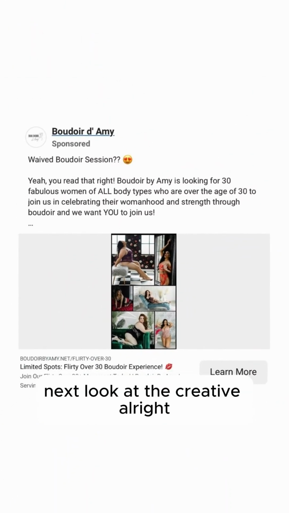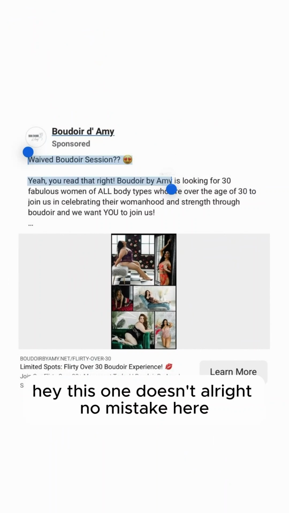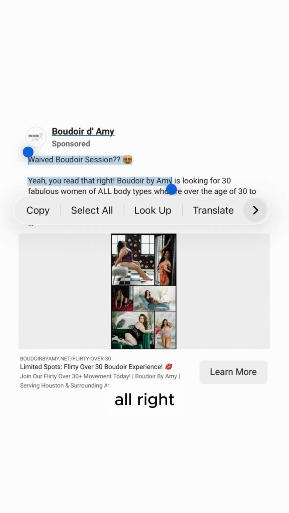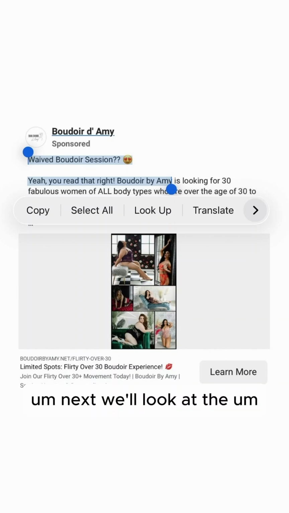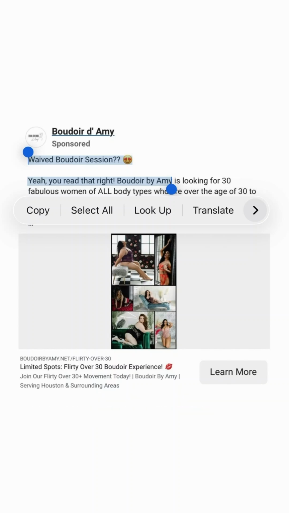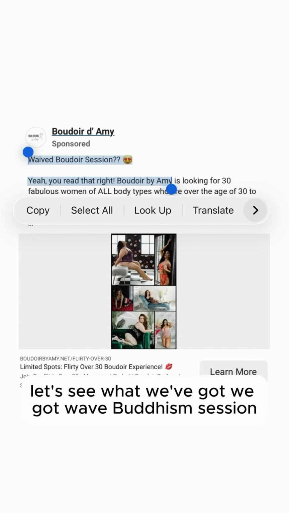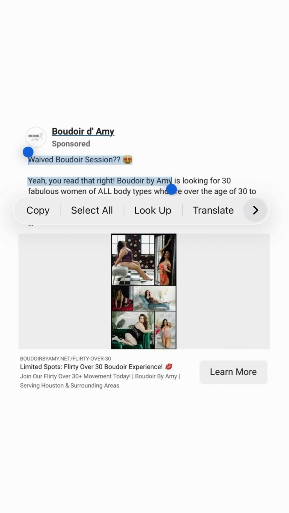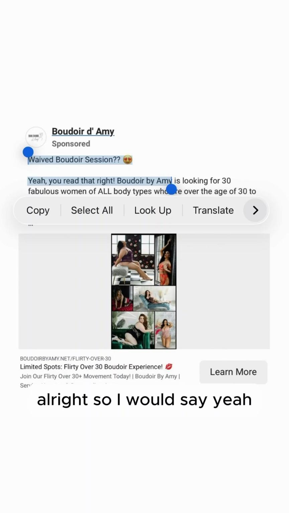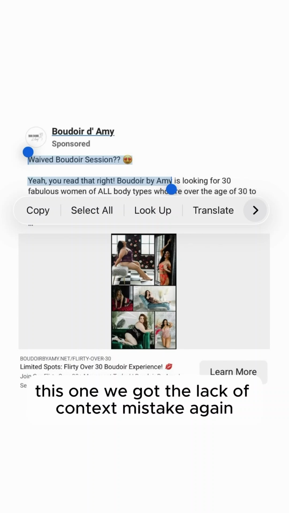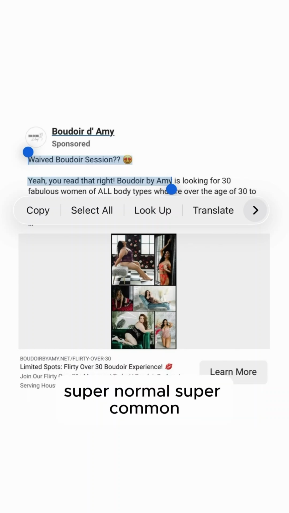Next, we'll look at the creative. All right, hey, this one doesn't. All right, no mistake here. All right, next, we'll look at the see more headline, first 2 3/4 lines, Facebook newsfeed mobile. So let's see what we've got. We got Wave Boudoir session. Hey, you're the right Boudoir by Amy. All right, so I would say, yeah, this one we got the lack of context mistake. Again, super normal, super common.